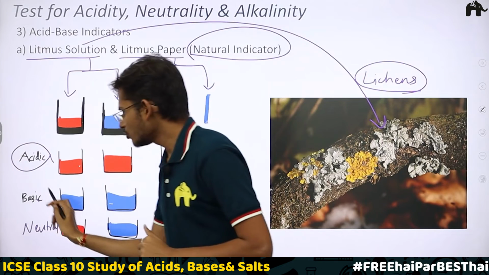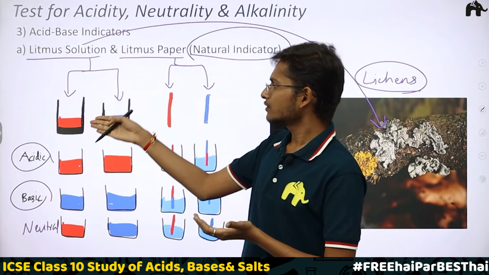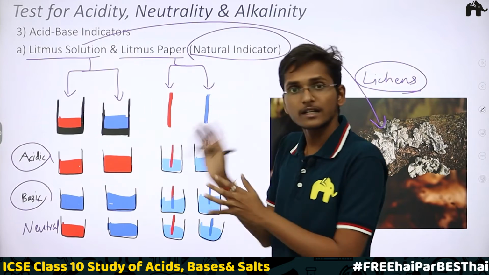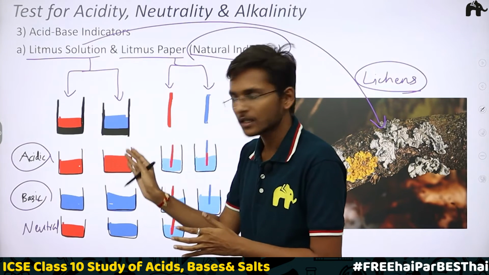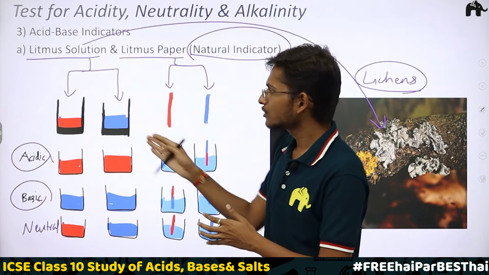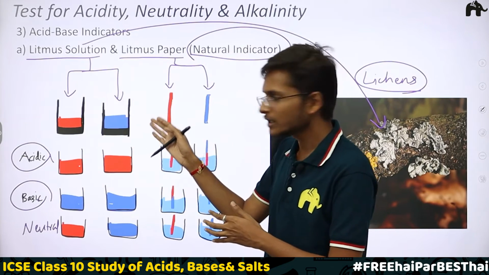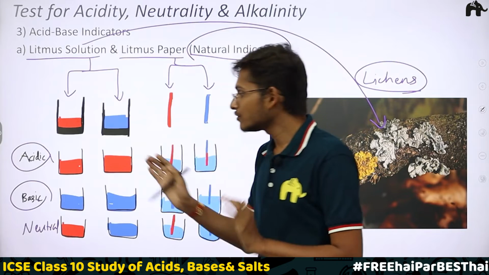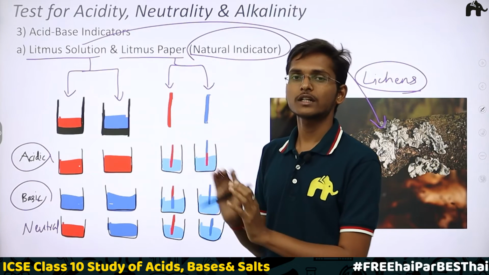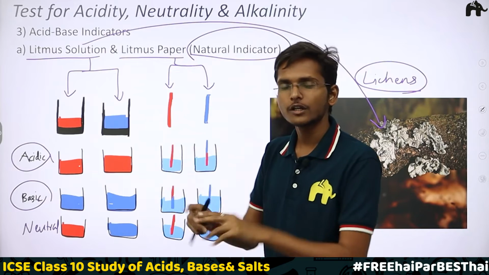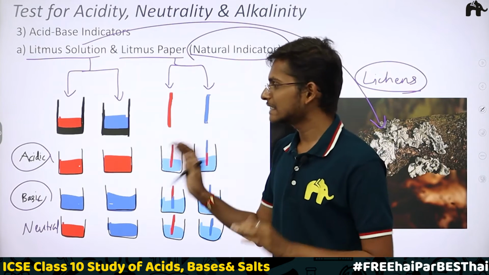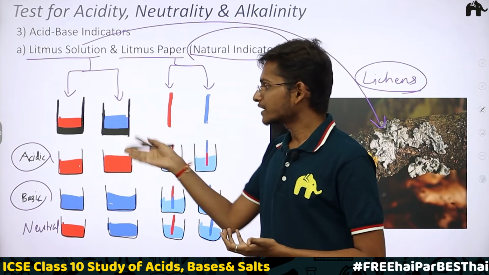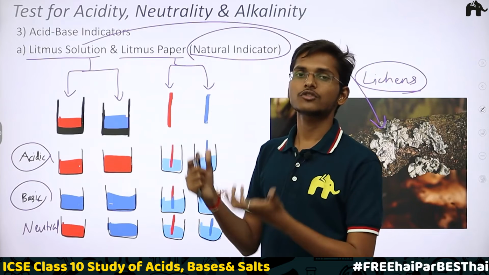Or if the solution is basic, whether the litmus solution you are pouring is red or blue, in that colourless solution, we are talking about colourless acidic solutions and colourless basic solutions, what would happen? The colour would become blue. With this simplest trick, you can easily remember how the colour of the litmus solution changes, and if it is changing to a particular colour, then that particular solution is acidic or basic.